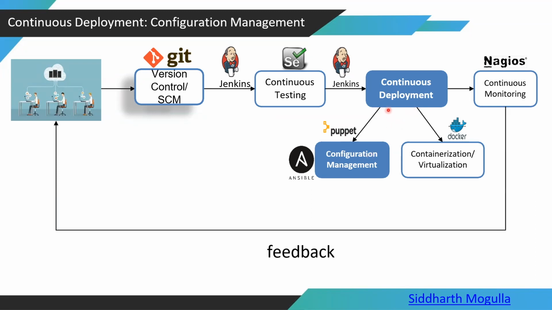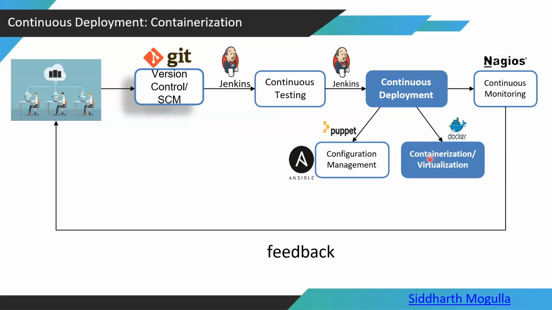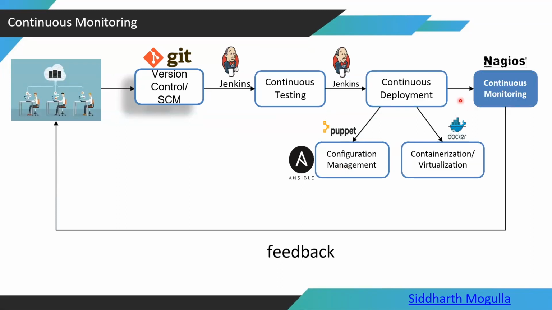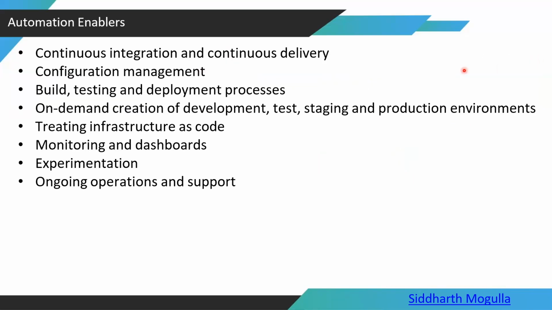So this continuous deployment process is done simultaneously. First it will be containerized, virtualized, and then it will be deployed. Once the deployment is complete, the next phase is the monitoring phase. It's monitored by Nagios, and once the monitoring phase is complete, it will send feedback again to a developer regarding any issues or any alerts generated by the monitoring tool, Nagios.